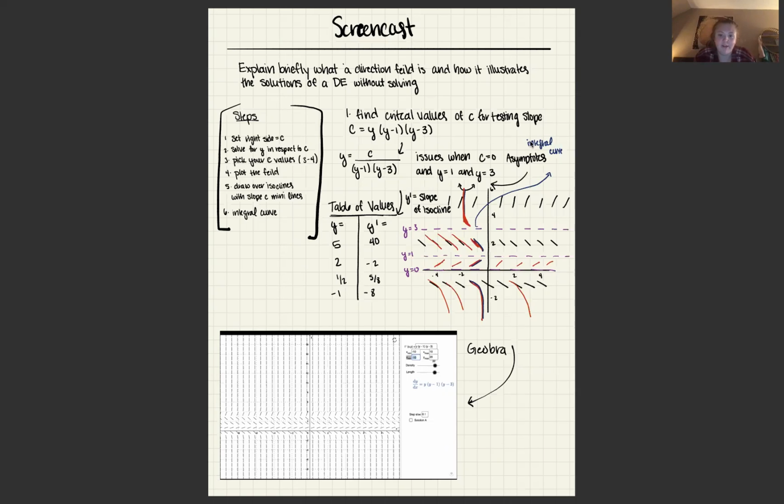What a direction field is, it's illustrating the relationship between y prime of t, y of t, and just t, all in a picture so that you can see how the integral curves are behaving in a differential equation. You can either have a computer draw them or you can draw them. Most people do it by hand. You have your equation, you set your right side equal to c, solve for y with respect to c, pick 3 to 4 c values to test, and then you plot your field.